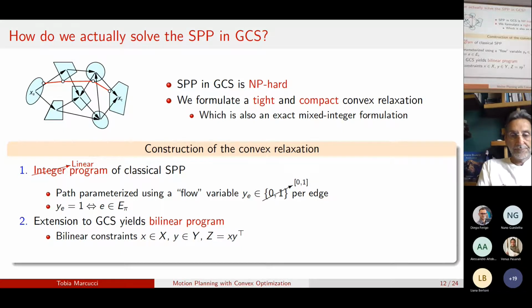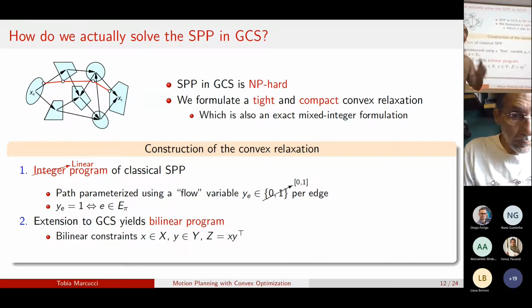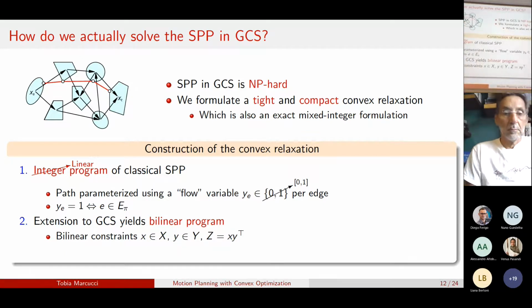Then we need some tricks and some manipulation to restate this as an optimization problem with bilinear equality constraints, where we have some variables in convex sets, some other variables in convex sets, but then we need to keep track of the outer product of these variables. Here I'm being a bit high level because going into very details would be a bit tedious.